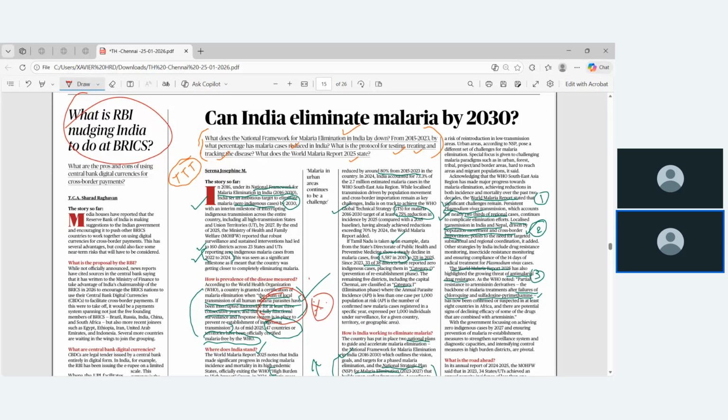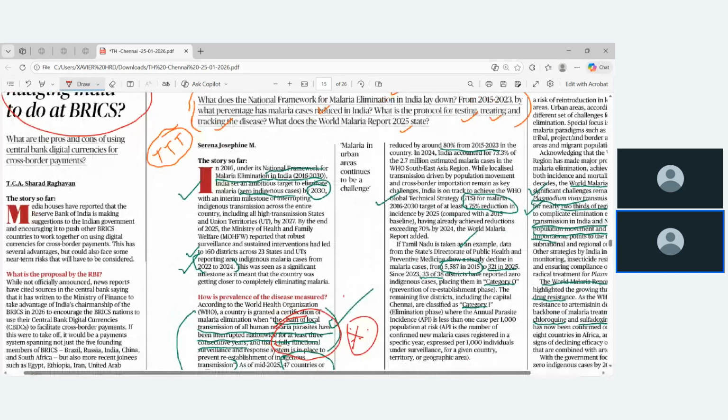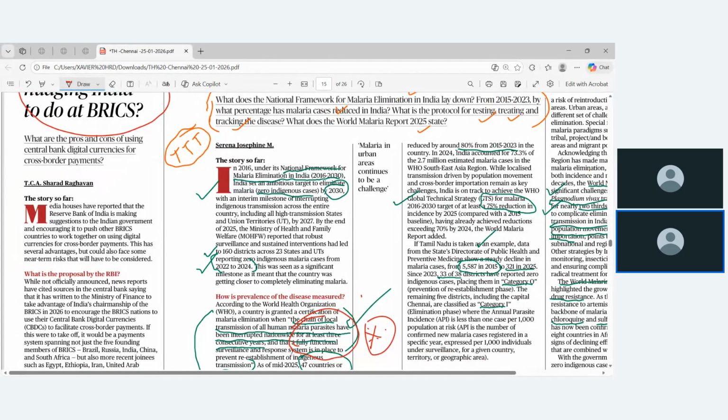The RBI is giving a suggestion. Suggestion to whom? To the Indian government, encouraging it to push other BRIC countries. This is what is important. The RBI is giving one suggestion to the government. What does it say?